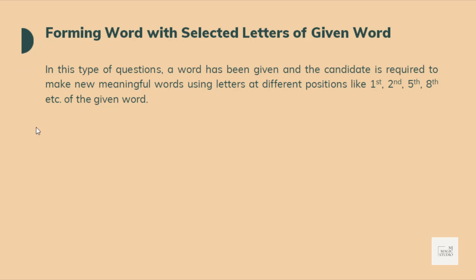Okay, moving ahead, we are on to type 2. In this type of question, we need to form words with selected letters of the given word. A word has been given and we as candidates are required to make meaningful words using letters at different positions, like first, fifth, second, eighth, ninth, whatever it is, in the given word. A word would be given and then we would be asked to pick up a few letters from this given word and then arrange them to frame a meaningful word out of it.